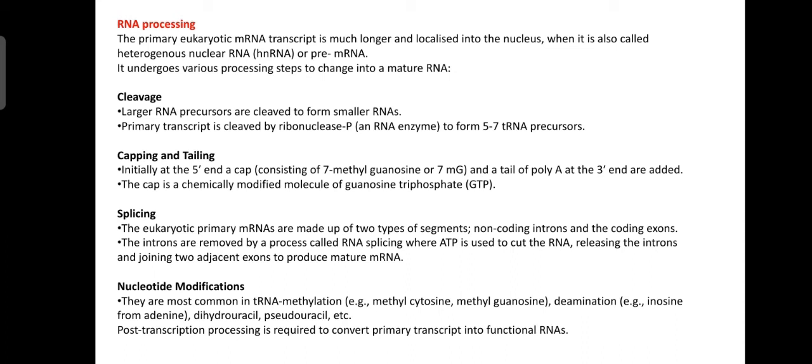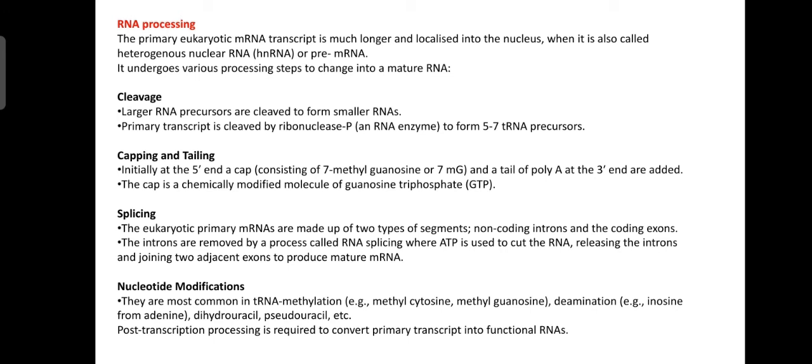It should be matured to become a protein, so it should go through certain processing steps. The first one is cleavage. Cleavage means large RNA precursors will be cleaved into small RNAs, and the primary transcript will be cleaved by the ribonuclease enzyme to form the RNA precursors. That is the first step. What is capping and tailing?